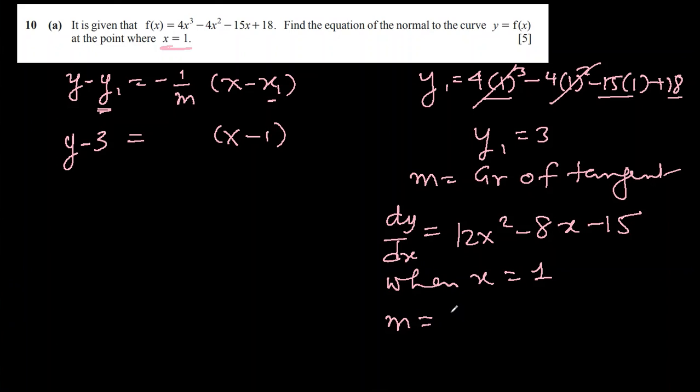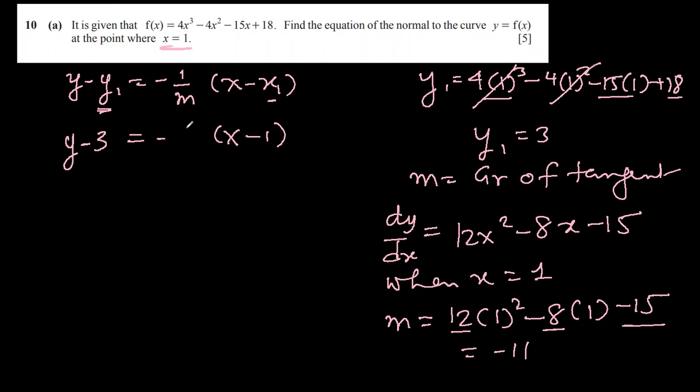That will become m at that point, which will be 12 times 1 squared minus 8 times 1 minus 15. So minus 23 plus 12, minus 11. Okay, so now we will put here minus 1 over minus 11. So they cancel out. This becomes the equation of the normal: y minus 3 equal to 1 over 11 times (x minus 1).